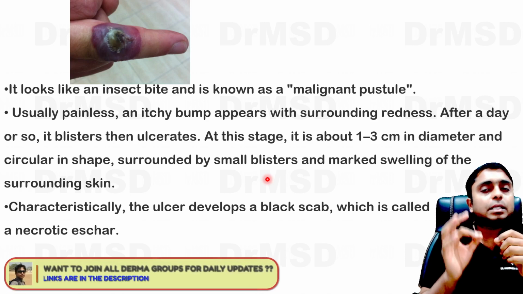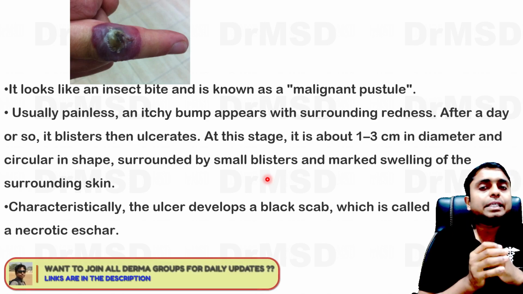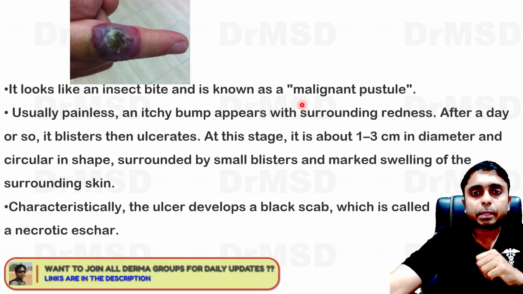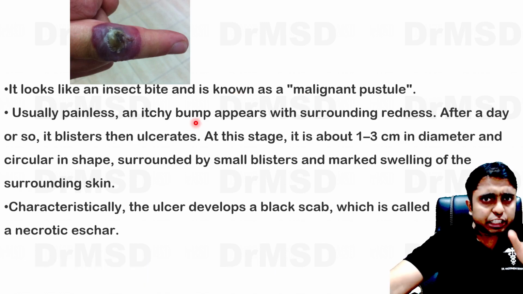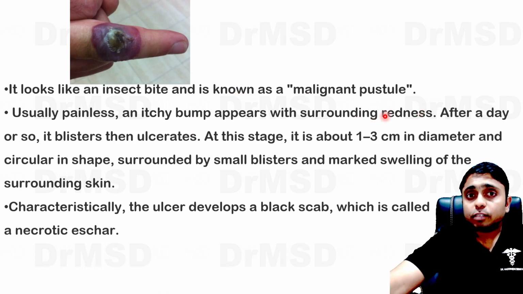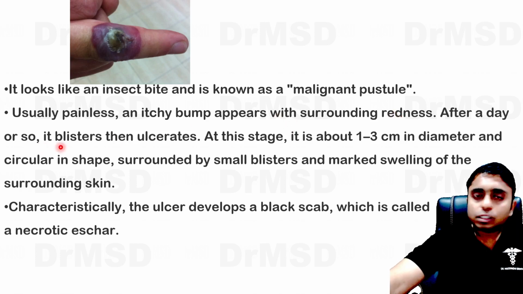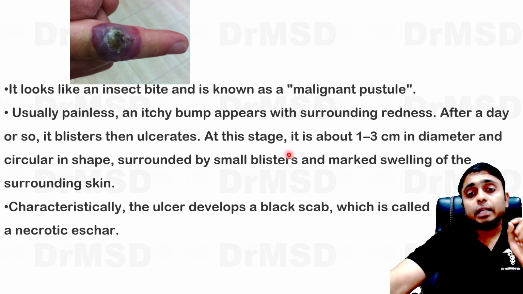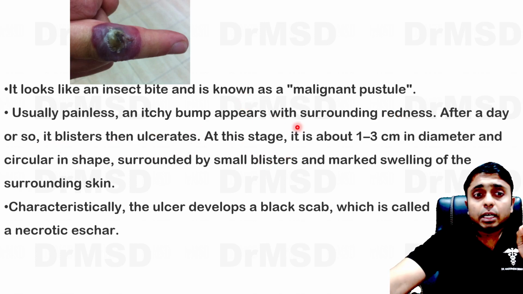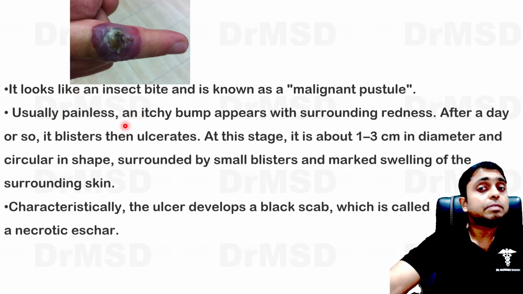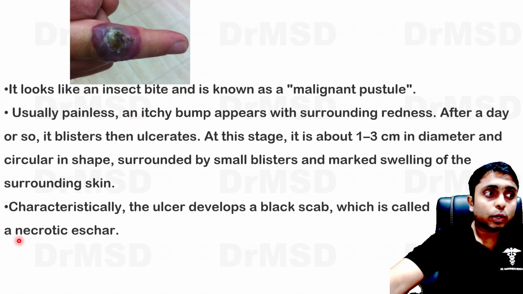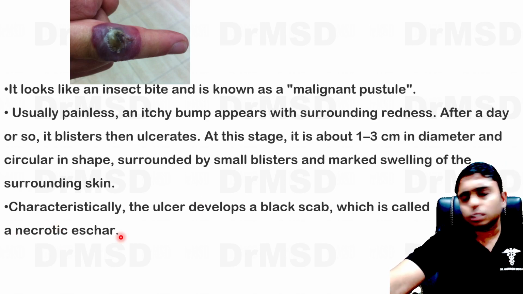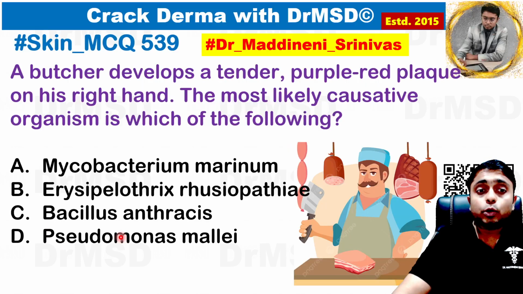Now please remember, Bacillus anthracis, the characteristic lesion which we can see is malignant pustule, and it will look something like this. Are you able to see? Initially there will be an itchy bump, or we can say papule, surrounding which redness will be there. After a day, a blister can develop which can ulcerate, and this is what is called malignant pustule. You must remember that it is mostly painless. It is painless, but in the MCQ tenderness was mentioned. Also, one more term which can be given in the MCQ is necrotic eschar. That is also not given in this question, so the answer here is going to be option B.